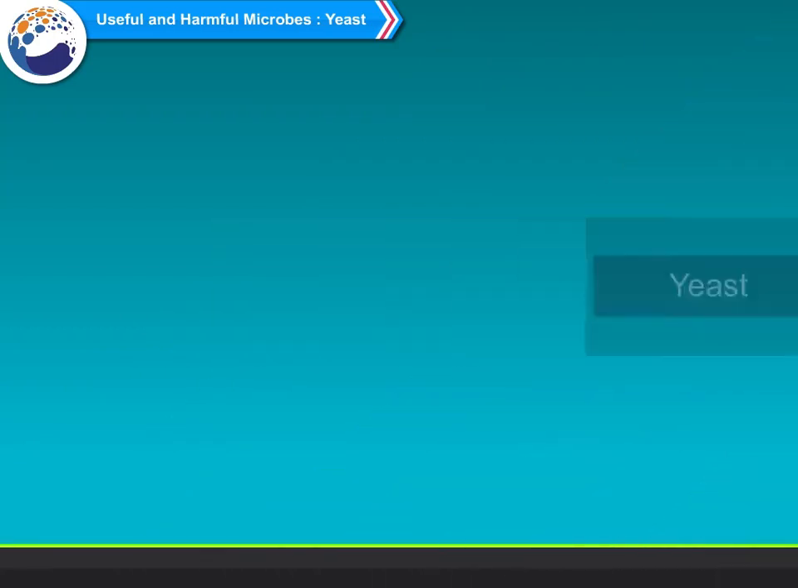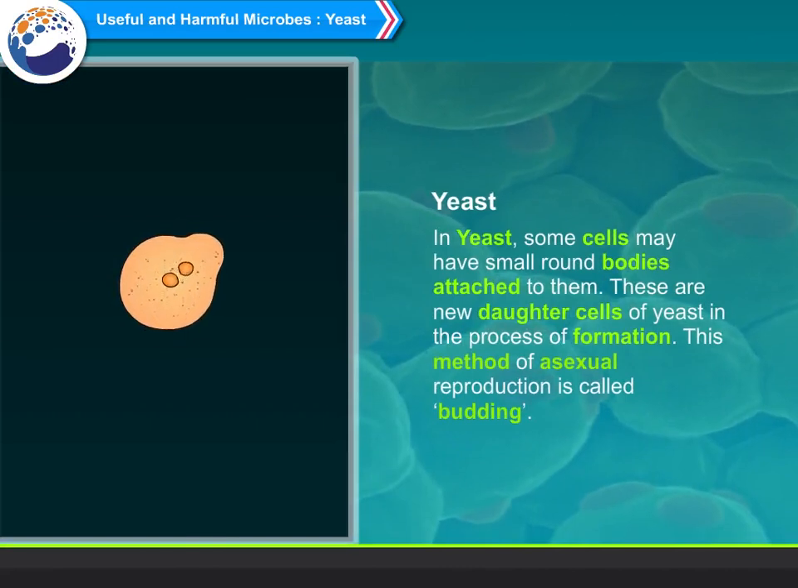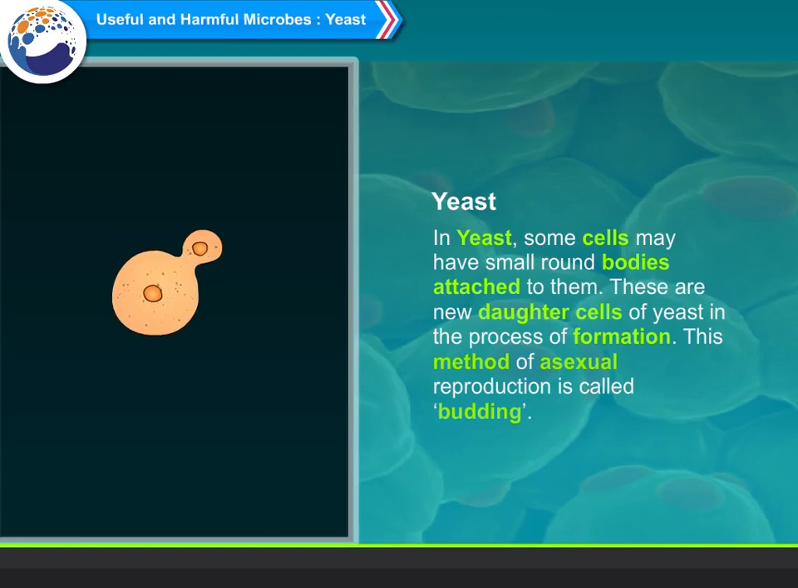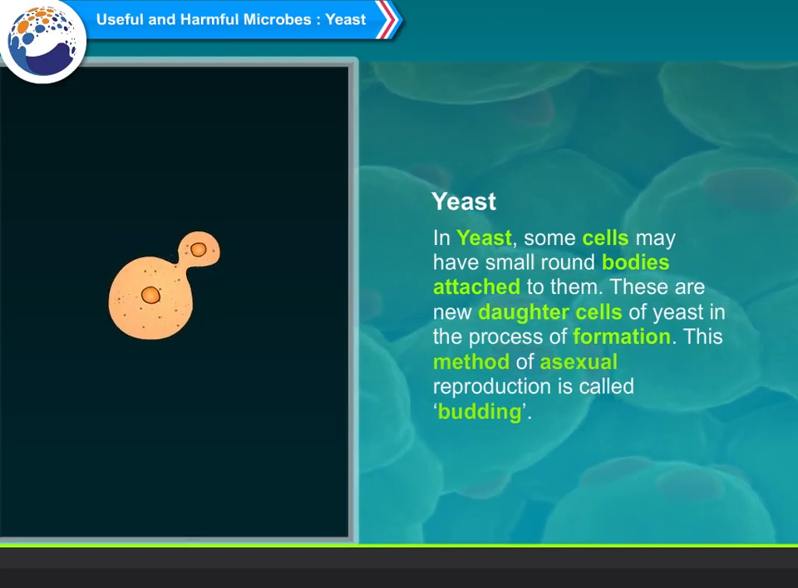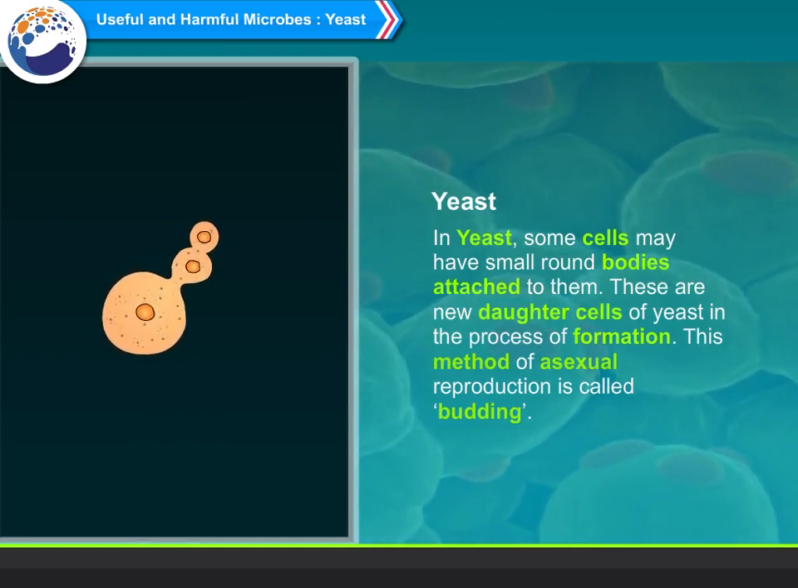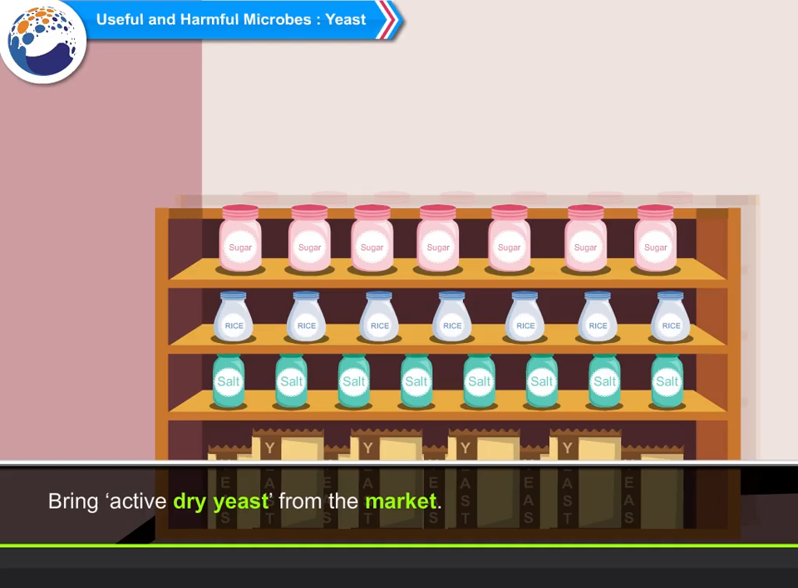Yeast. In yeast, some cells may have small round bodies attached to them. These are new daughter cells of yeast in the process of formation. This method of asexual reproduction is called budding. Bring active dry yeast from the market.